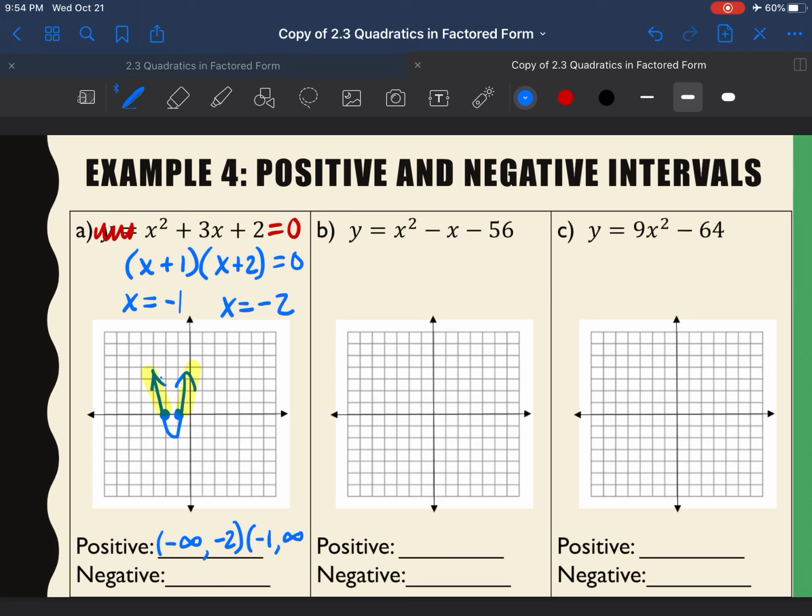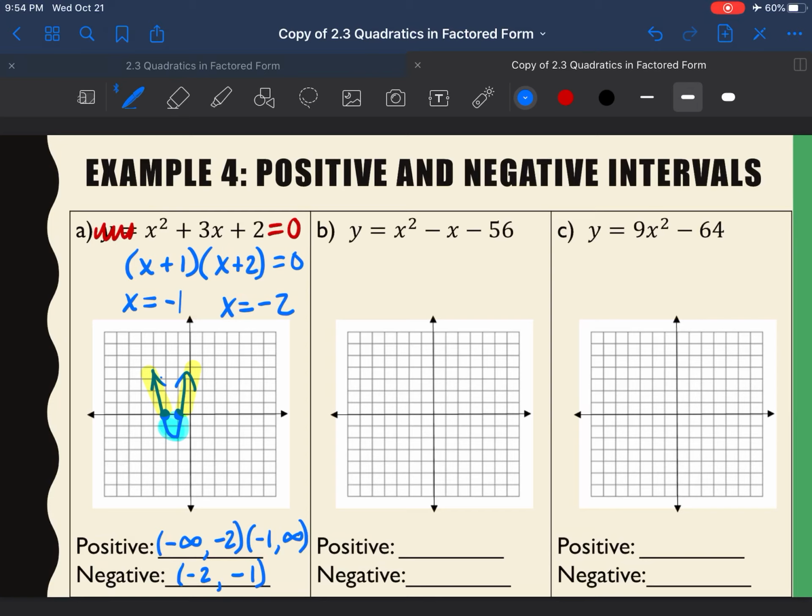So then positive infinity. The negative interval is going to be everything that's below the x-axis, which is this part right here. So let me just write an interval for that. Well, it starts at -2. That's where it switches from positive to negative. And then it stops being in the negative part when you get to -1.